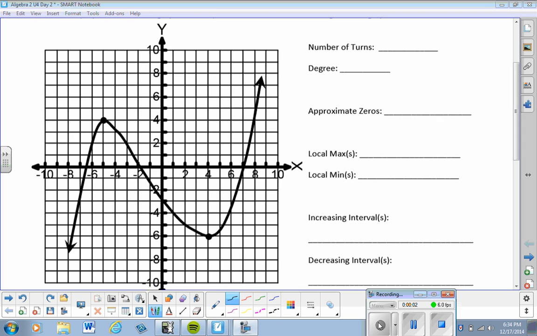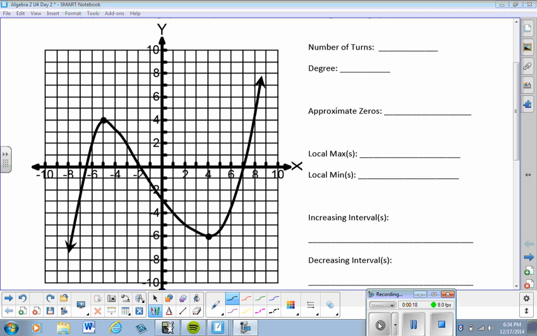Hello class. Today we're going to be talking about properties of polynomial graphs. So let's get right to it. Number one, it says given the polynomial graph below, fill in the information to the right of the graph. So let's look at this graph.